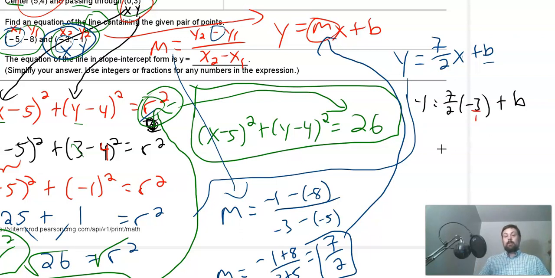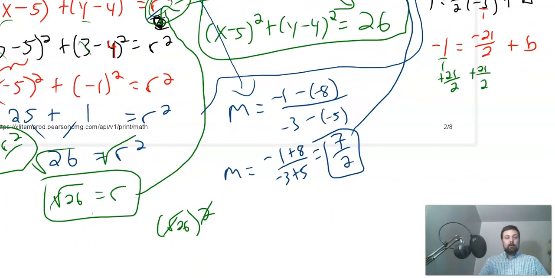So think of this as -3 over 1. Nothing cancels here. So you just have to multiply the tops together, multiply the bottoms together. So we're going to get -1 equals -21 over 2 plus b. And then, to get b by itself, we'll add 21 over 2 to both sides. Think of this as -1 over 1 because we're dealing with a fraction. So think of both of your numbers as fractions. And we're going to have -1 over 1 plus 21 over 2 equals b.